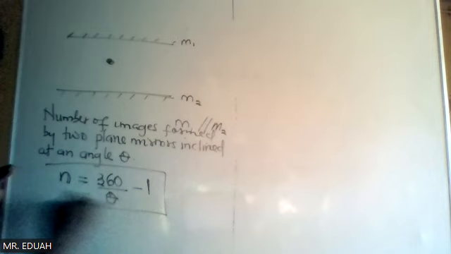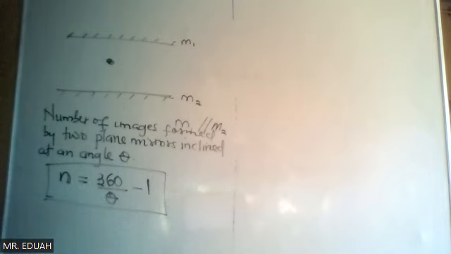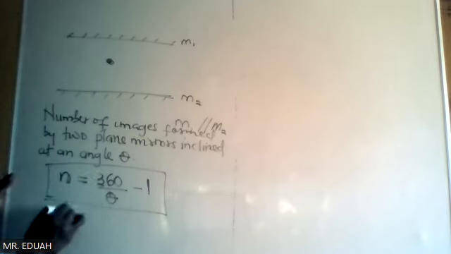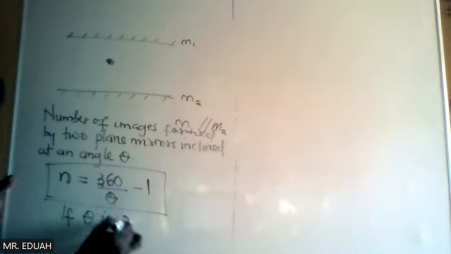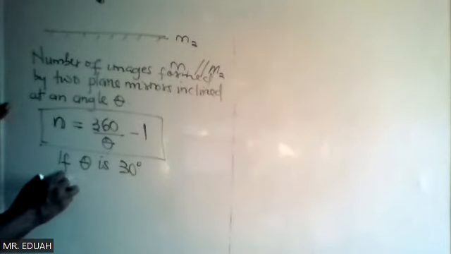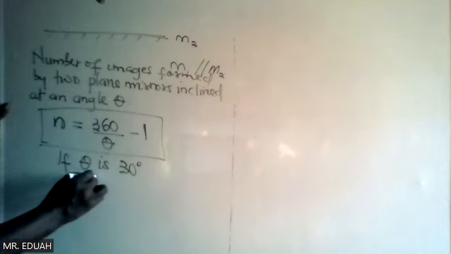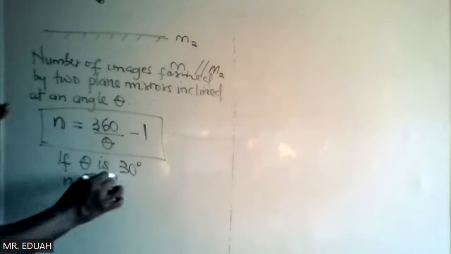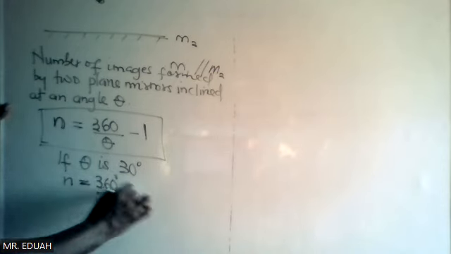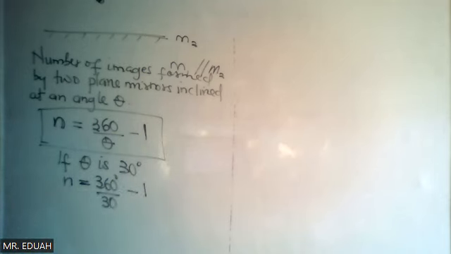So the number of images formed by two plane mirrors inclined at an angle theta is equal to this. Meaning, if theta is 30 degrees, the number of images formed is equal to 360 degrees divided by 30 minus 1. This is for, I think, odd angles. Okay, we'll look at it.